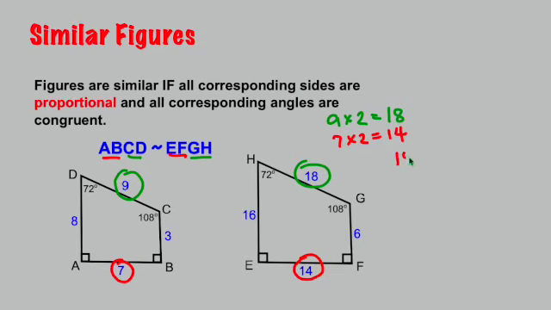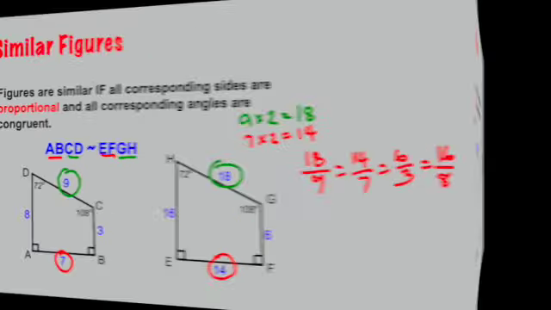In other words, if we took 18 over 9, which is the first one, or 14 over 7, or any of the other ones, for instance 6 and its corresponding side over here, 6 over 3, and then our final one, 16 and 8, every single time that proportion would be a 2-to-1 ratio. So that's what we mean by proportional.